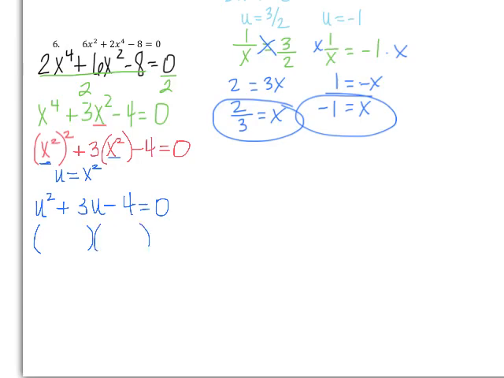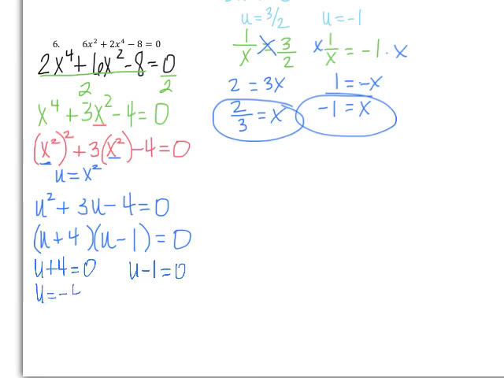I want to try and factor this. Since the leading coefficient is 1, I should be able to go ahead and factor this quickly, looking for two numbers that multiply to negative 4 and add to 3. That would be positive 4 and negative 1. So then that would give us u plus 4 equals 0, u minus 1 equals 0. So that's u equals negative 4 and u equals positive 1.